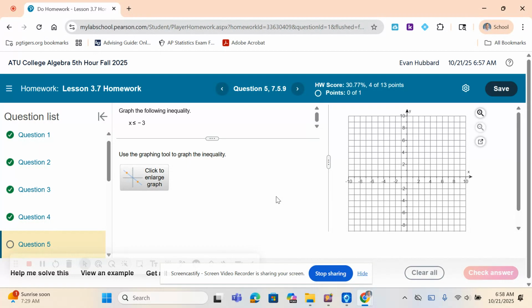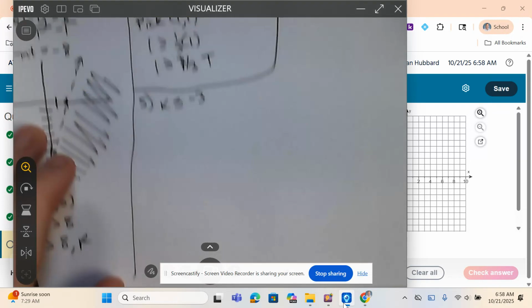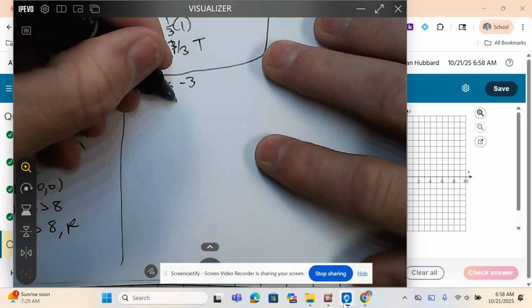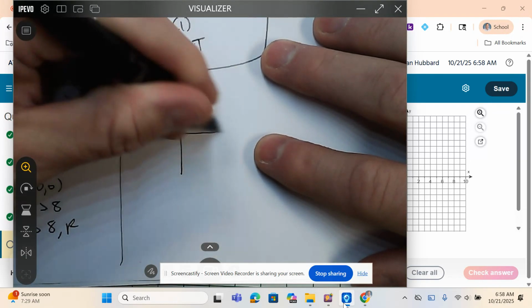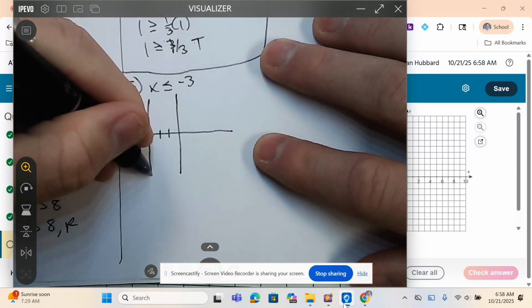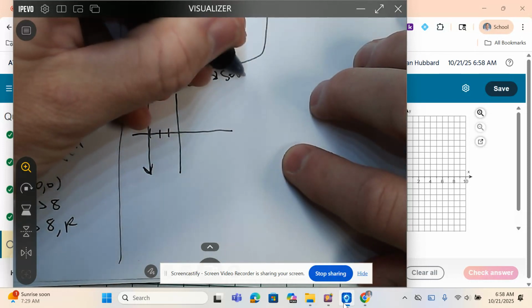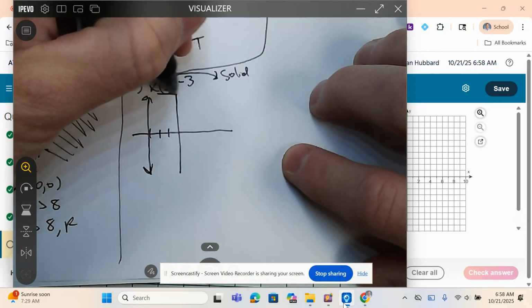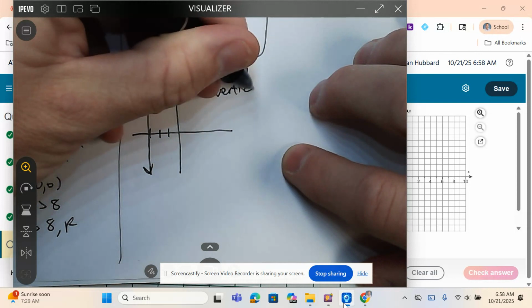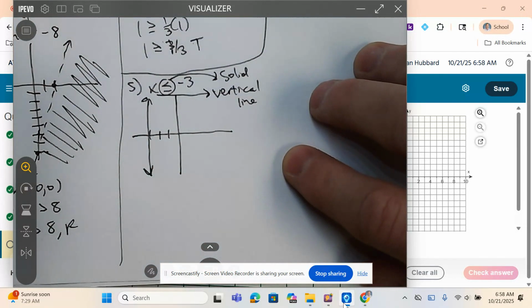5's not bad. X is less than or equal to -3, but this is setting up for whenever you have to do problems like tomorrow. So what you're going to do here is go to -3 on the X, and it's going to be an up and down line. It's going to be solid. So this is going to be solid, and this is a vertical line when X is involved.